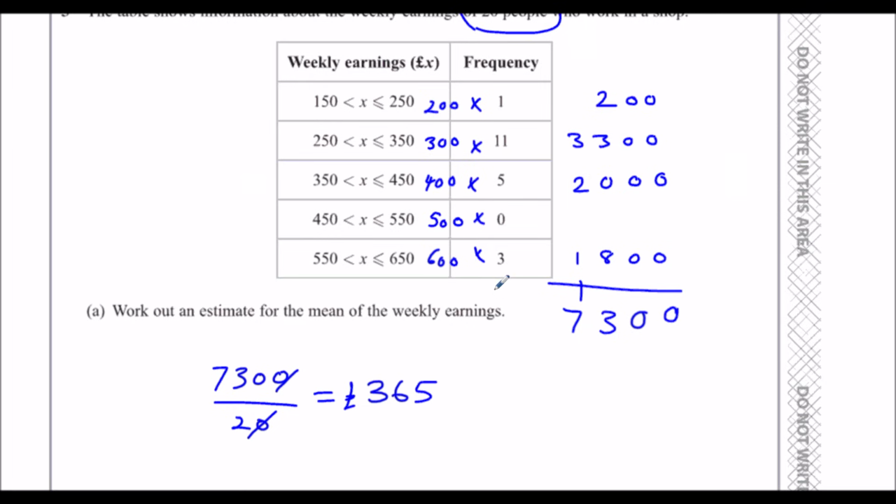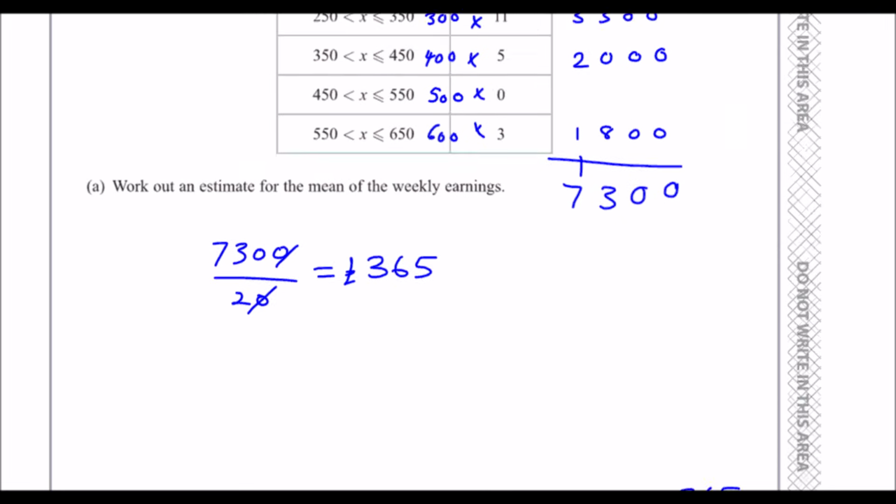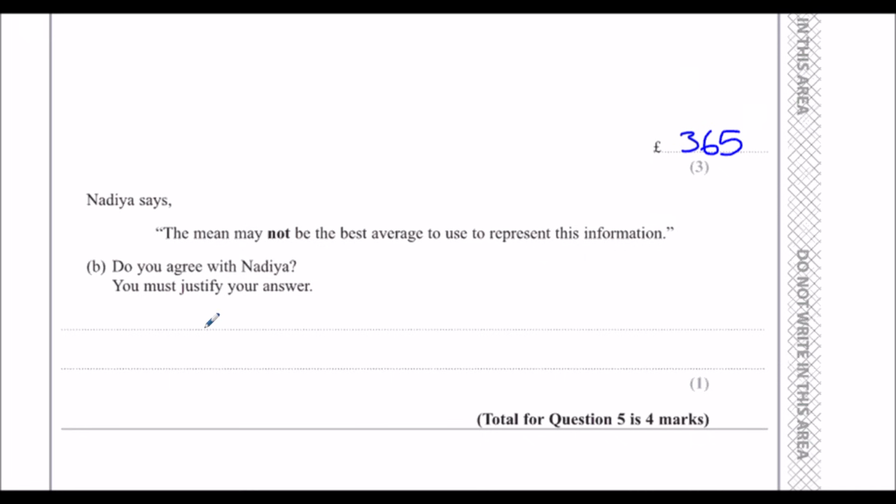So we could make the argument that these 3 people are outliers. They are extreme values that have increased the mean. So it may be more useful to use the median. So do you agree with Nadia? Yes. And we just have to put the mean is affected by extreme values.